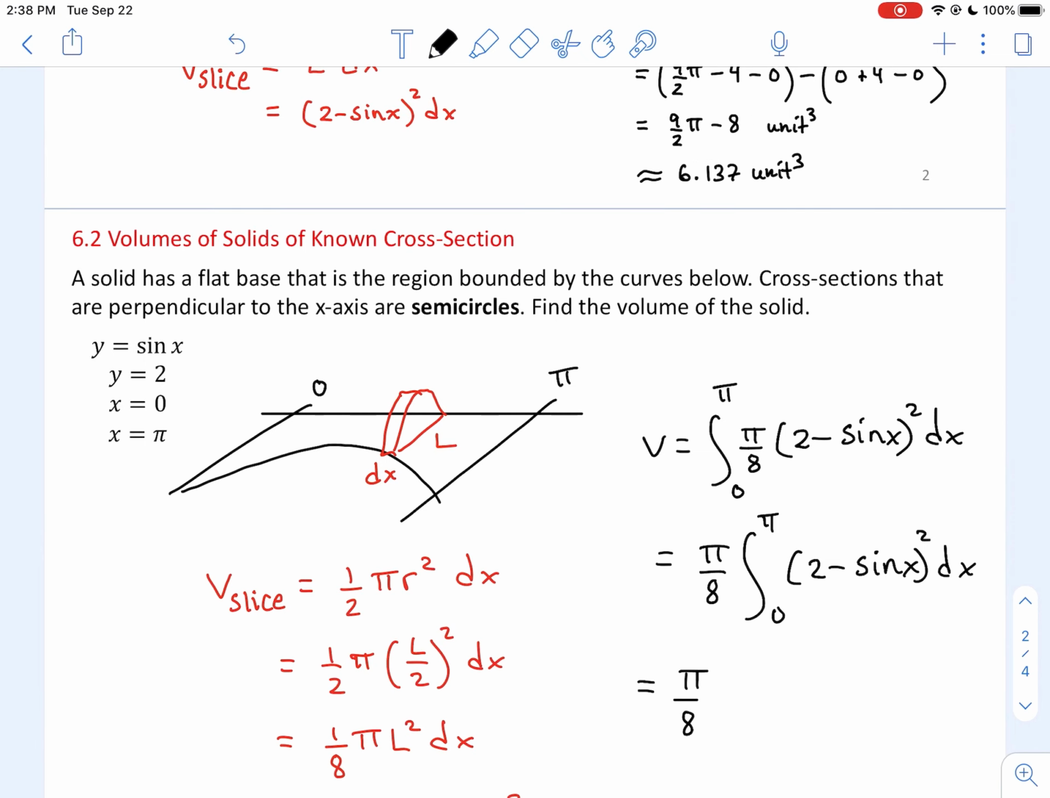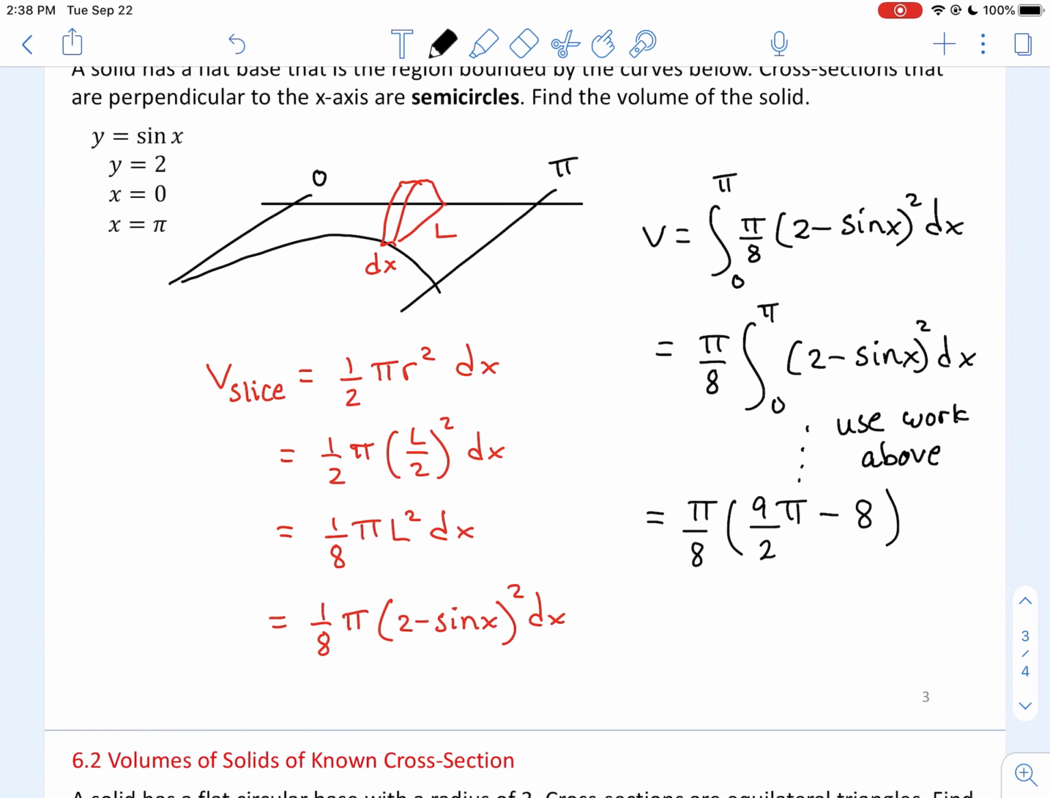But we do have a pi eighths in front. We're going to multiply by this answer of 9 halves of pi minus 8. And now we're going to distribute pi over 8 and see what we get. As an answer, we have 9/16 of pi squared minus, and then 8 times pi eighths will just give us a pi there. This would be cubic units. And it turns out that in a decimal, when you reach for a calculator, this is about 2.41 cubic units.